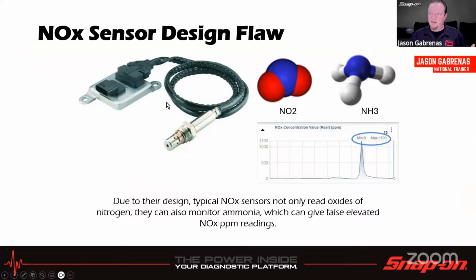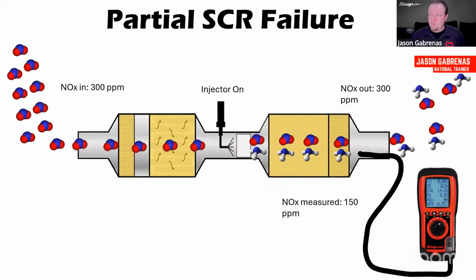So like we said, it's got a fatal design flaw in there. In this case, we actually have data from one of the scan tools reading just the maxed out 1190. Due to their design, typical NOx sensors not only read oxides of nitrogen, they can also monitor ammonia, which can give false elevated NOx parts per million readings, which is why some manufacturers went to an ammonia sensor. Then a partial failure: we got 300 in, we got 300 out, but in fact, if we're going to measure it, we're going to see we got 150 parts per million.